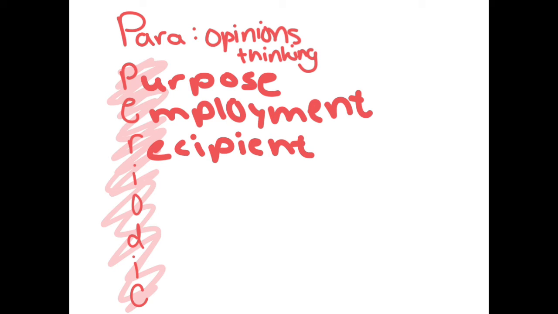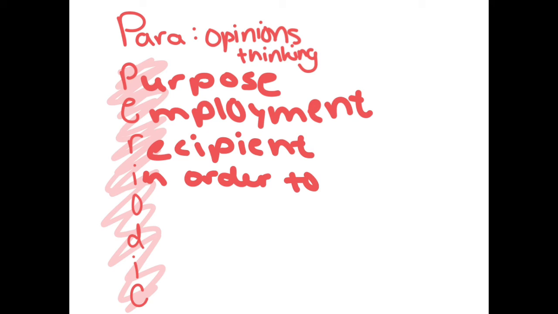So in this case, it would be, mi padre hace un pastel para mí. And since I'm receiving it, it would be for me, para mí. The first I in periodic stands for in order to. And this is like the most common way you use para.